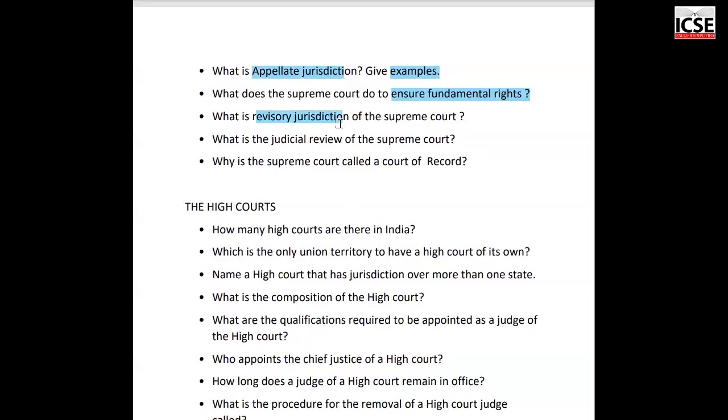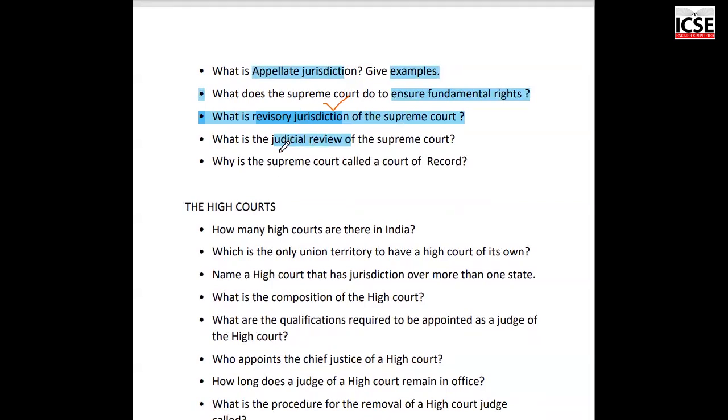What is revisory jurisdiction of the Supreme Court and judicial review? This is a very, very important question, and there's a common tendency for children, and they get confused. Remember, when you talk about revisory jurisdiction, here the Supreme Court is reviewing its own decisions. Because it is a court of record, it cannot allow wrong judgment or mistakes to continue. Other courts have to give a similar judgment in a similar case, and hence the revisory jurisdiction is important.